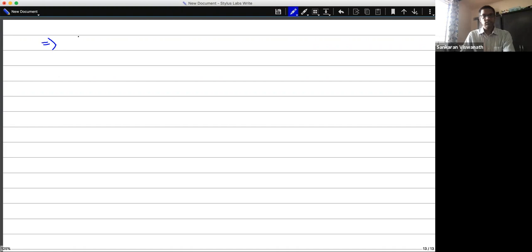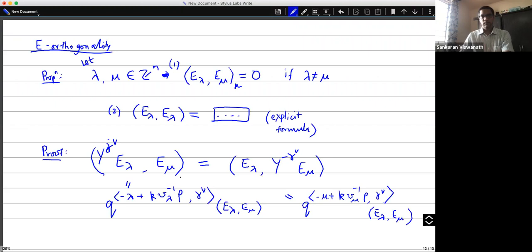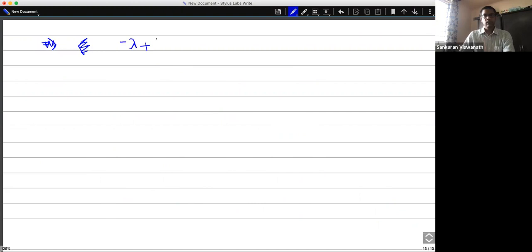So let's compare the two eigenvalues. Forget the gamma check, since this is true for all gamma check. That's the point. So I just compare the two linear functionals here, which is minus lambda plus k v lambda inverse rho versus minus mu plus k v mu inverse rho. The claim is if lambda is not equal to mu, then these two can't be the same. Why is that? Well, suppose they are the same, then the claim is lambda equals mu.